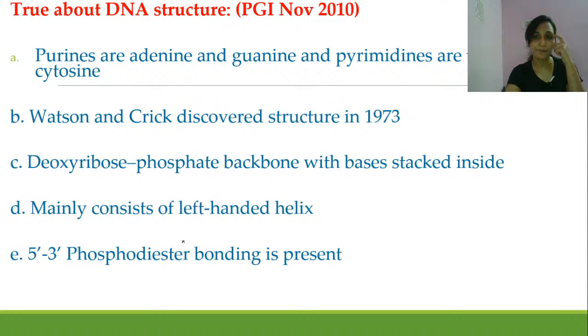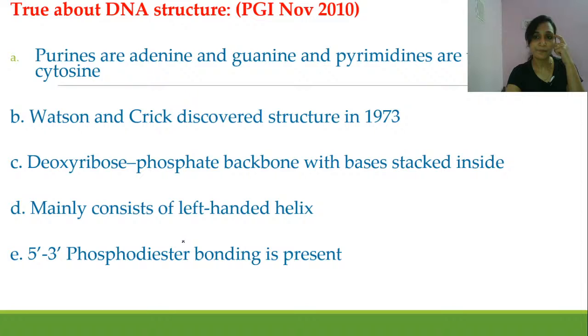If you can remember the very first slide, we have written over there that it was discovered in which year? It wasn't discovered in 1973. It was discovered in 1953. Watson and Crick discovered this structure in 1953. So, the option third is right till now.